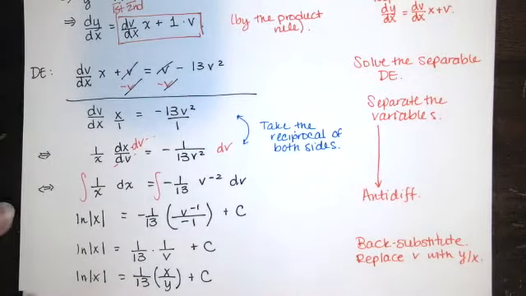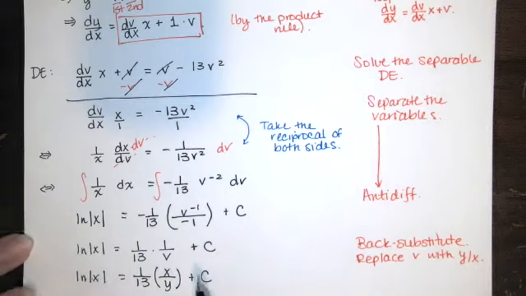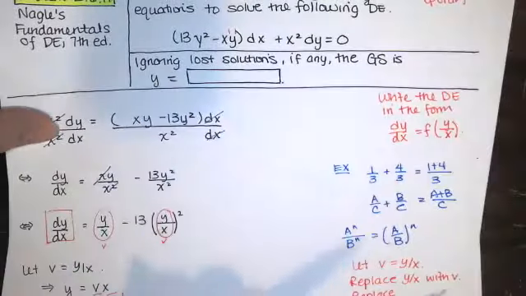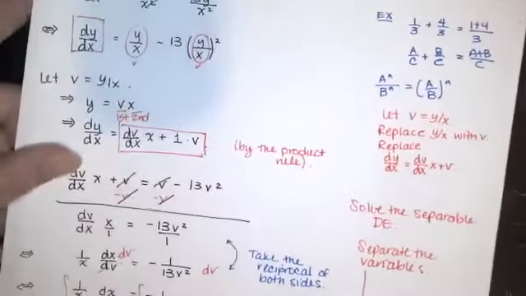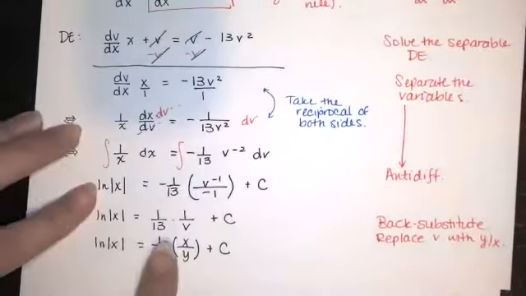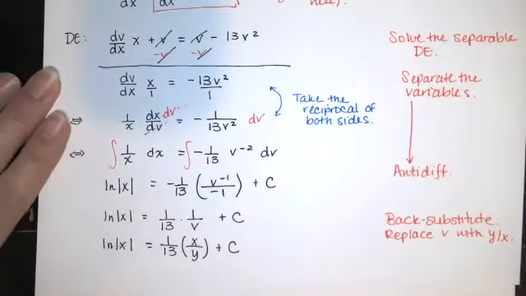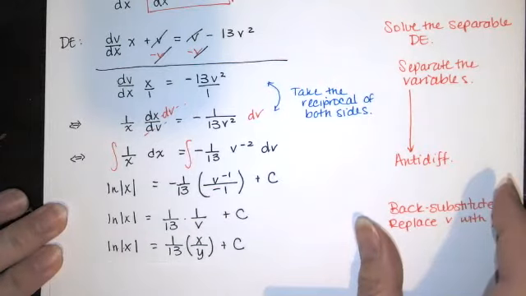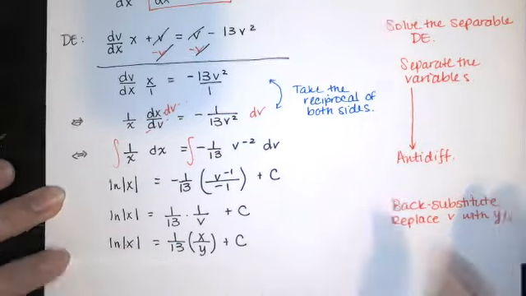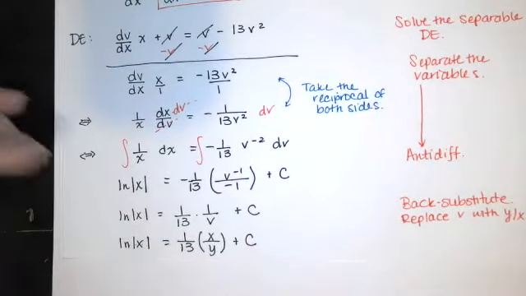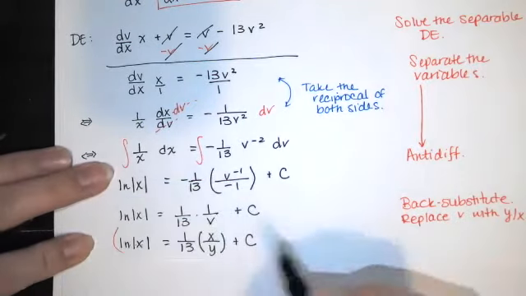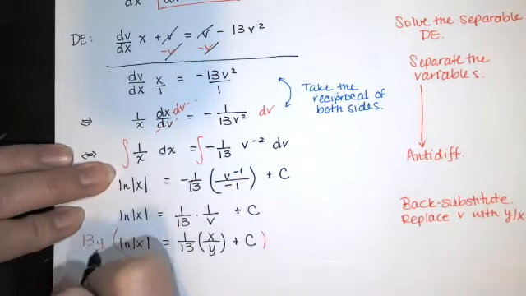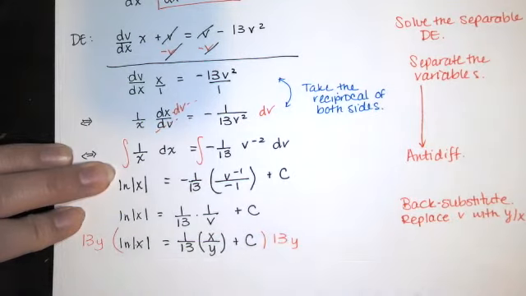And so we would be done if they wanted an implicit solution, but they don't want an implicit solution. They want an explicit solution. They want us to isolate y. So we just have to do a little bit of algebra in order to get y by itself here. I would recommend multiplying both sides by, let's say, 13y. That will clear the fractions on both sides. Oops.